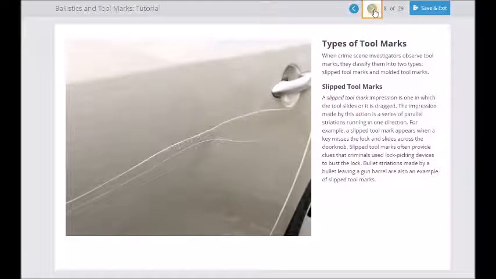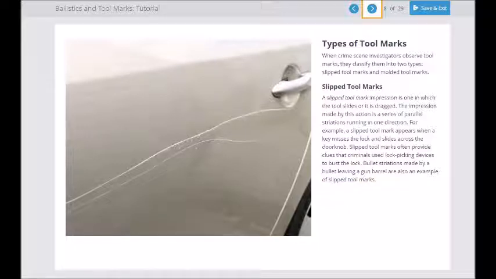We're going to start out talking about types of tool marks. The first type we're going to talk about is a slipped tool mark. It's one in which the tool slides or it's dragged. You've probably seen a car being keyed, but this could also mean that somebody did the same thing to a doorknob and you were trying to pry open the doorknob and you kind of missed and you slipped down it. That could provide a clue as to what opened it. You can also, if somebody's picked a lock, sometimes that requires a lot of force and the tools kind of drag along it and somebody can figure out that the lock has been picked.